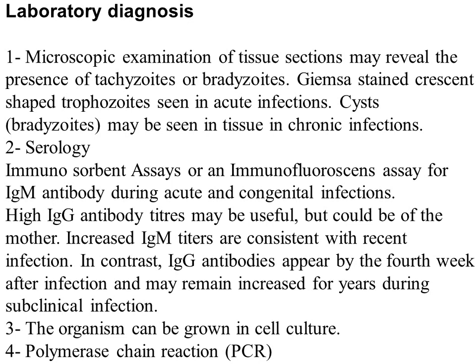Second, Toxoplasma gondii can be detected by serology for antibodies to the parasite. Enzyme-linked immunosorbent assay or immunofluorescent assay can detect IgM antibody during acute and congenital infection. High IgG antibody titer may be useful but could be of the mother. Increased IgM titer is related to recent infection. In contrast, IgG antibody appears by the 4th week after infection and may remain increased for years during subclinical infection.